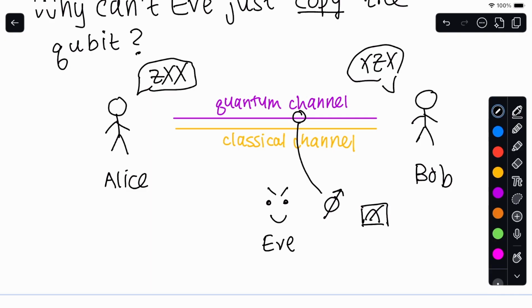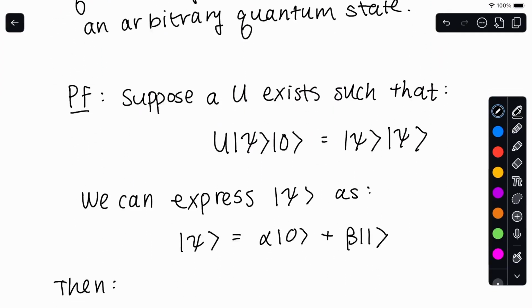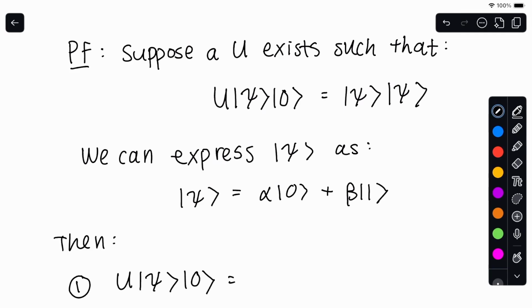This would be a pretty clever technique, but unfortunately, Eve is out of luck because there's a thing called the no cloning theorem, which says that there is no quantum operation which can clone an arbitrary quantum state. So we can quickly prove this. We can suppose that such an operation exists. So you have some operation U applied to some state psi and the 0 state, and then after you apply it, we just get 2 copies of the state psi.